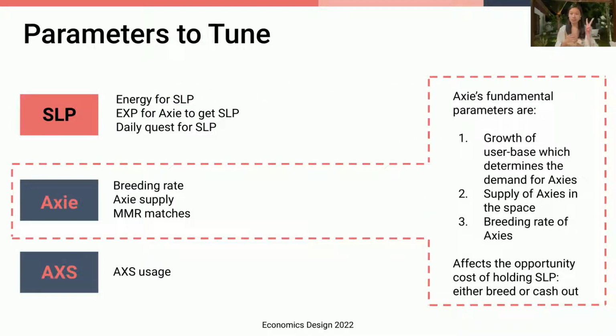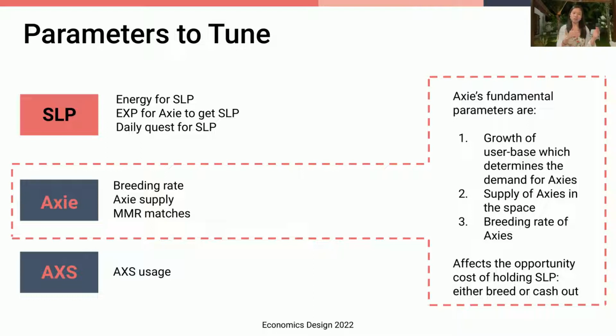The second thing is Axie. In Axie, it's affecting the breeding rate, the Axie supply, and the MMR matching. So if we want to focus on PvP instead of PvE, in PvP, we want to be better at matching skill sets, MMR of people. So Axie, the little creatures, the fundamental parameters are the growth of user base, which determines the demand of Axies, the supply of Axies in the space, and the breeding rates of Axies.